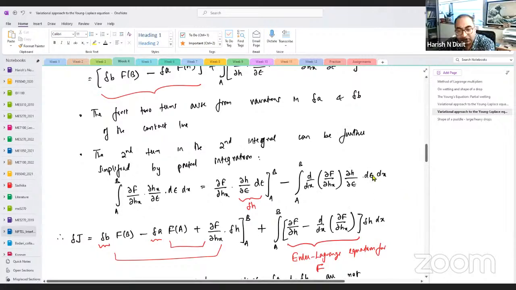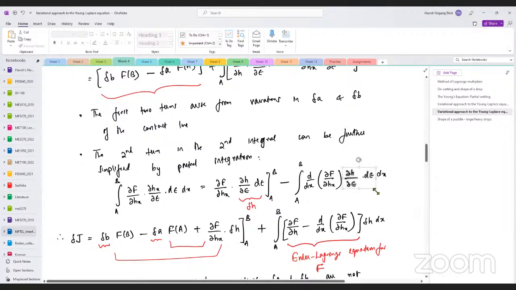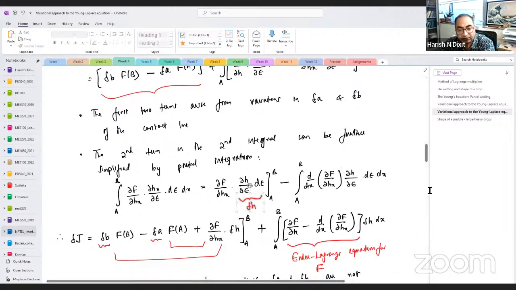So this entire thing that you see here that I'm highlighting, del h by del x, del h by del epsilon times d epsilon becomes delta h. Yes, it's now clear. This becomes delta h, right?